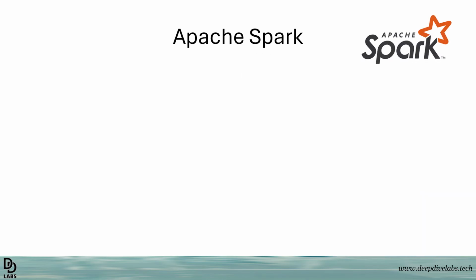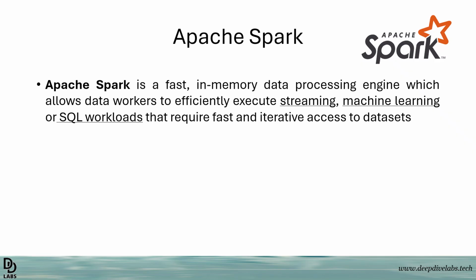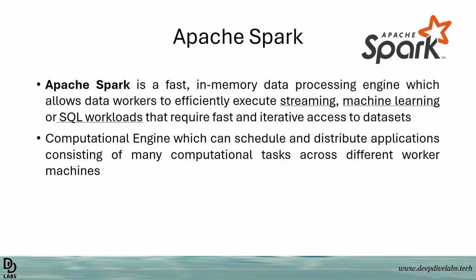Apache Spark is an open source framework that is a unified engine that takes care of different types of processing: batch processing, stream processing, SQL workloads, etc. So Apache Spark is a fast in-memory data processing engine. It's not a file store, it's a data processing engine that allows data workers to efficiently execute streaming, machine learning, or SQL workloads that require fast and iterative access to data sets.